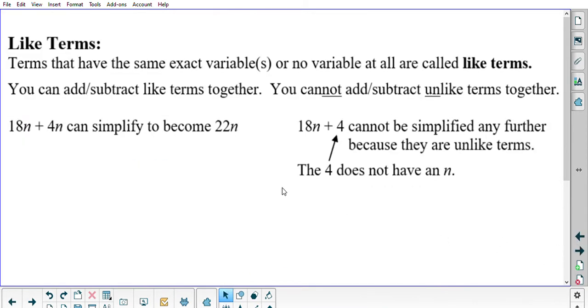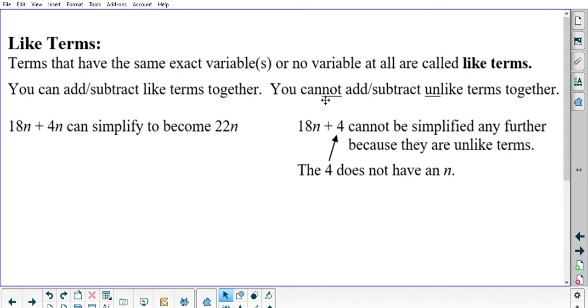Next, quick review on like terms. Like terms, follow along. Terms that have the exact same variable or variables or no variable at all are called like terms. Now, why should we care? You can add or subtract like terms together. You can see this example right here. 18n plus 4n can simplify to become 22n.